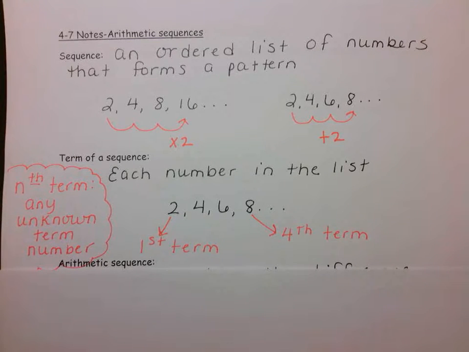A term of a sequence is each number in the list. So for example, in my example of 2, 4, 6, 8, 2 is going to be my first term and 8 is my fourth term. And whenever we say the nth term, that is any unknown term number.